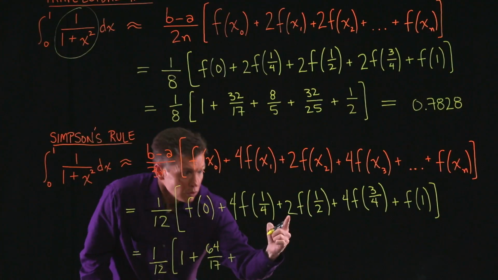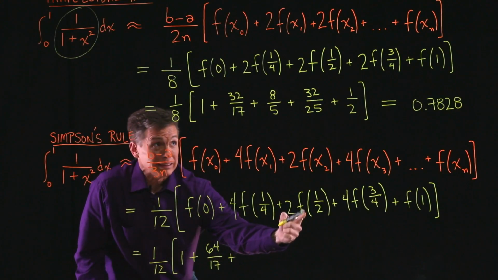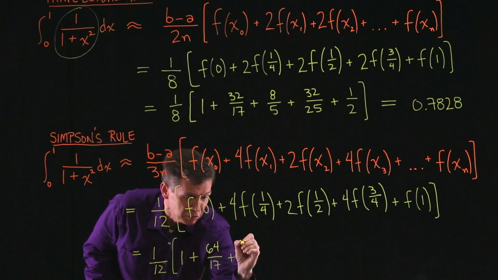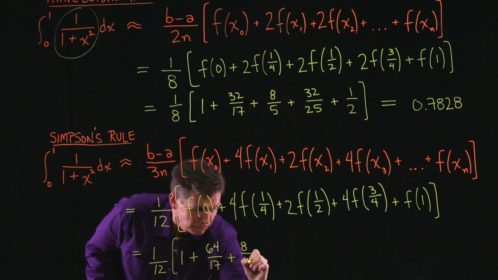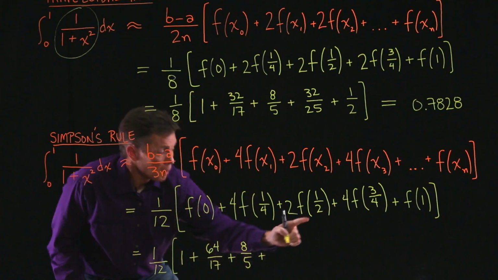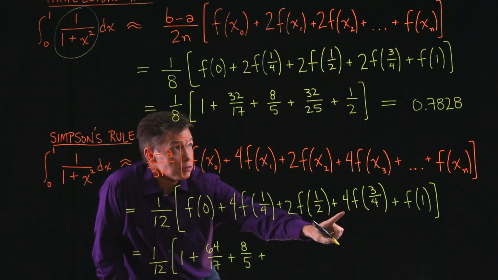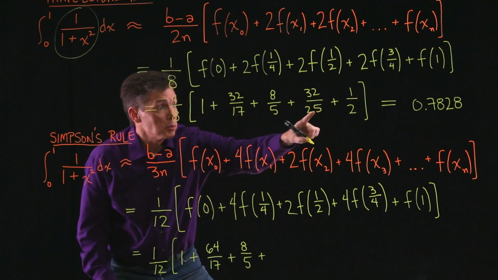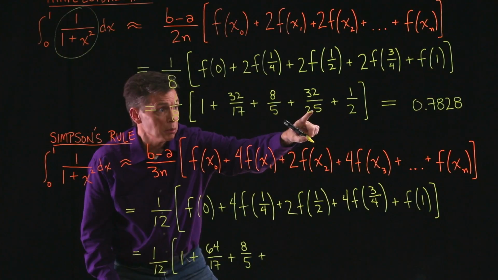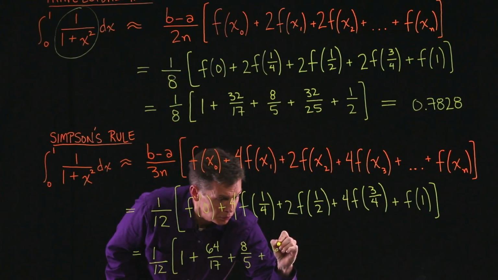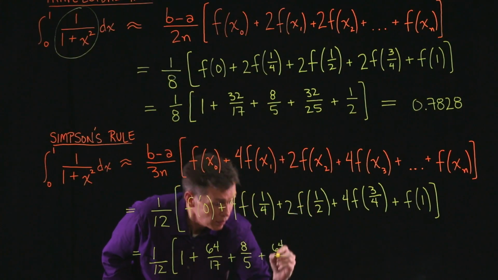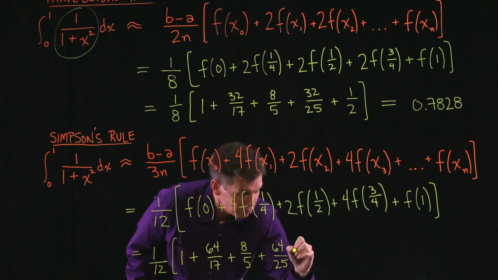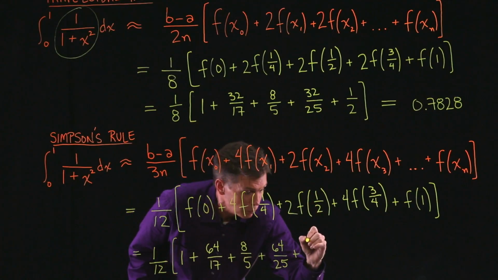Plus 2 times f of a half. I actually already did that as well. I could play around and get that number again, but it's going to be 8/5 still. Plus 4 times f of 3/4, and I've done f of 3/4 and actually multiplied by 2 already. So I just need to double this guy and get 64/25. And then finally, plus f of 1, which was that 1/2.